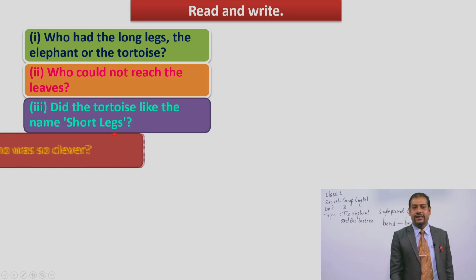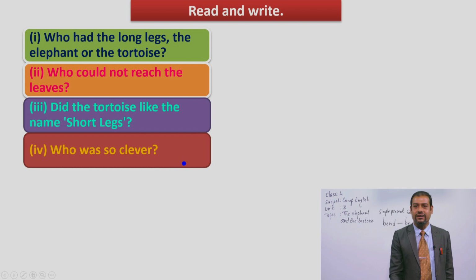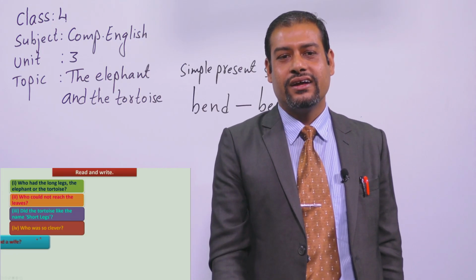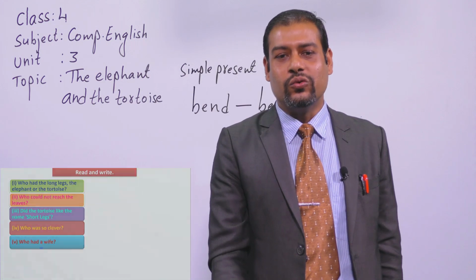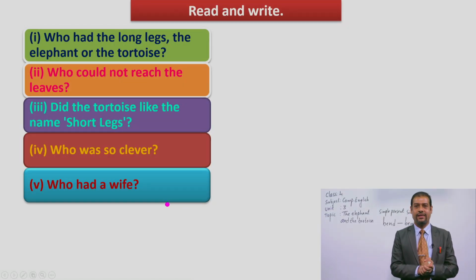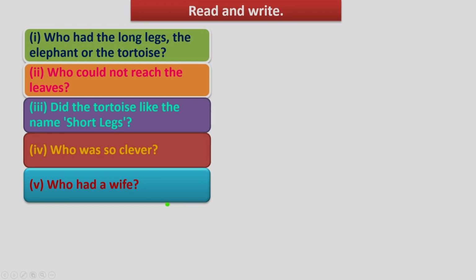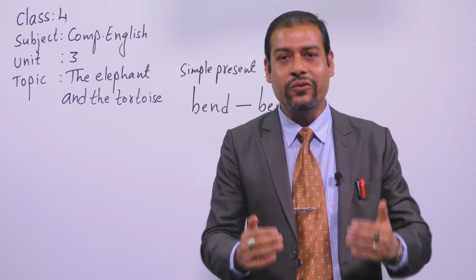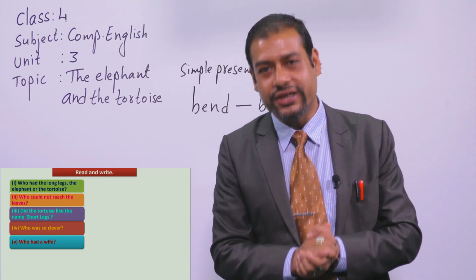Next, who was so clever, the elephant or the tortoise? You have to find out because I clearly explained it to you. I clearly told you the story. The last question: who had a wife, the elephant or the tortoise? I hope you might have finished your answers. Now you have to check your answers with me.